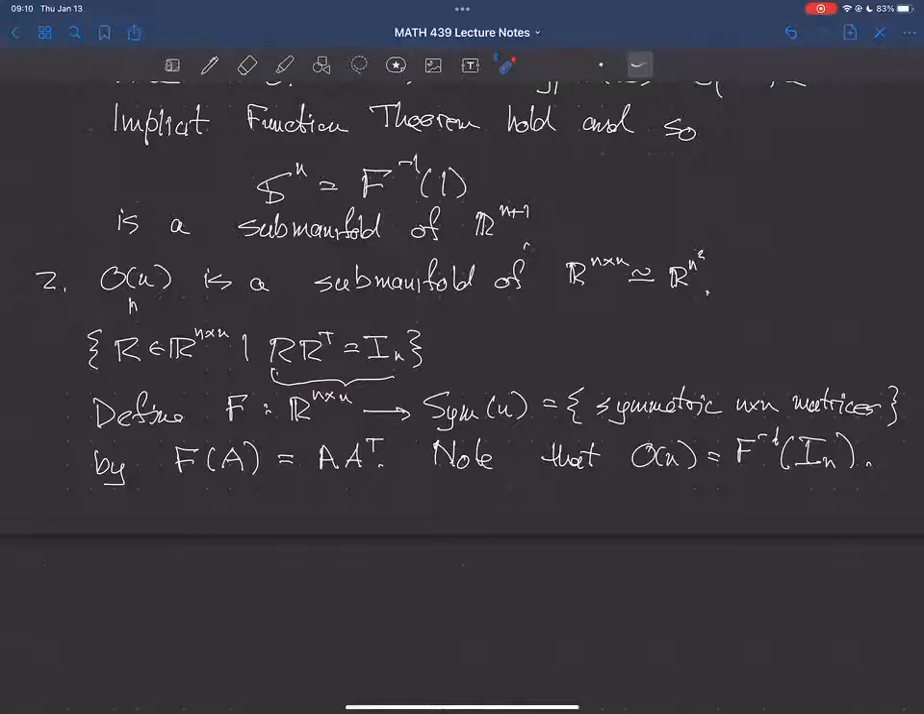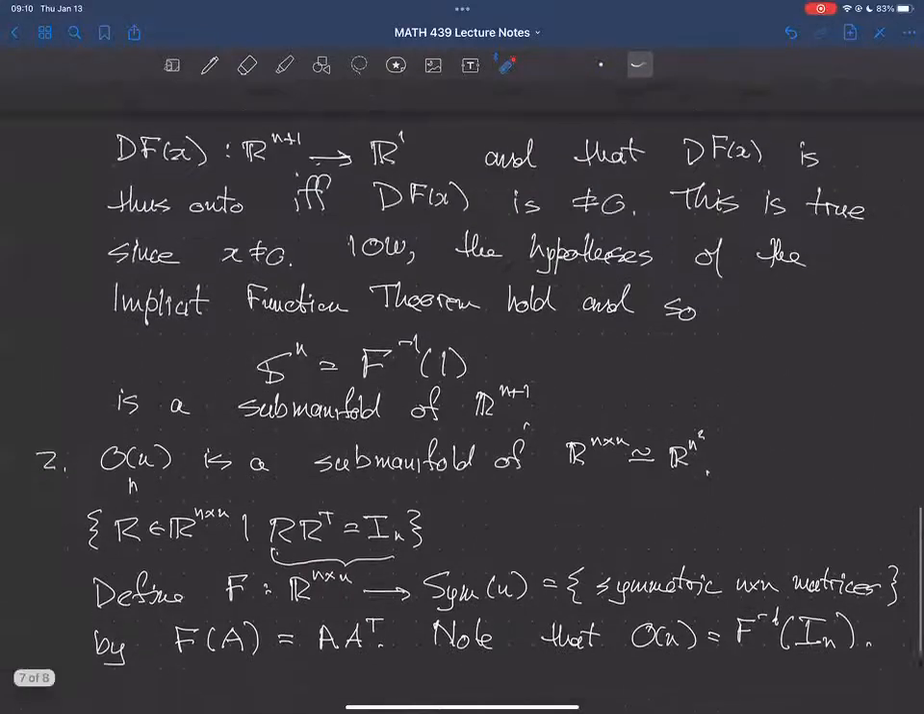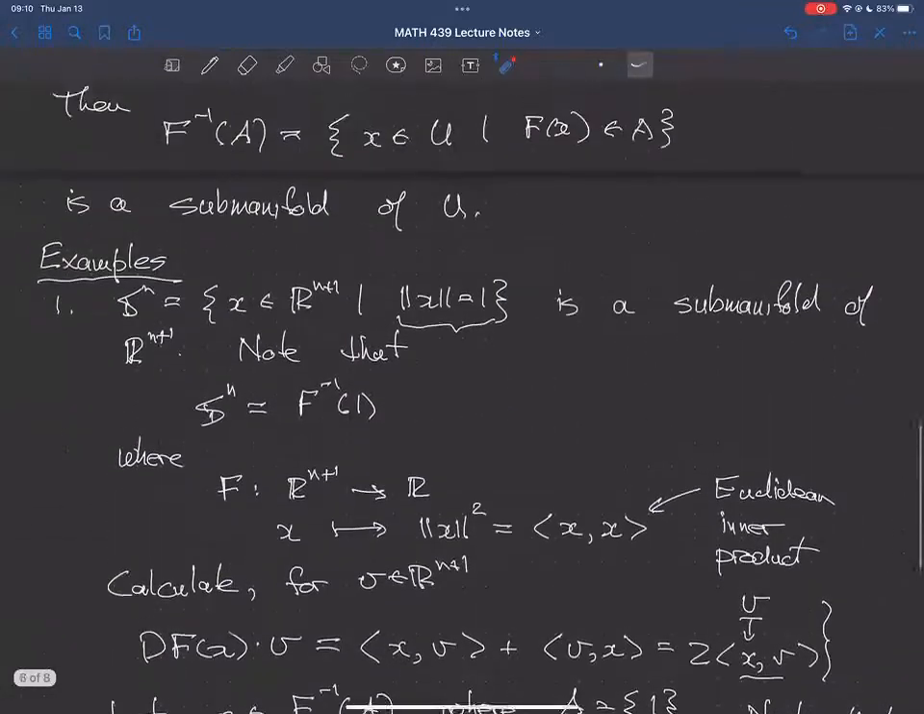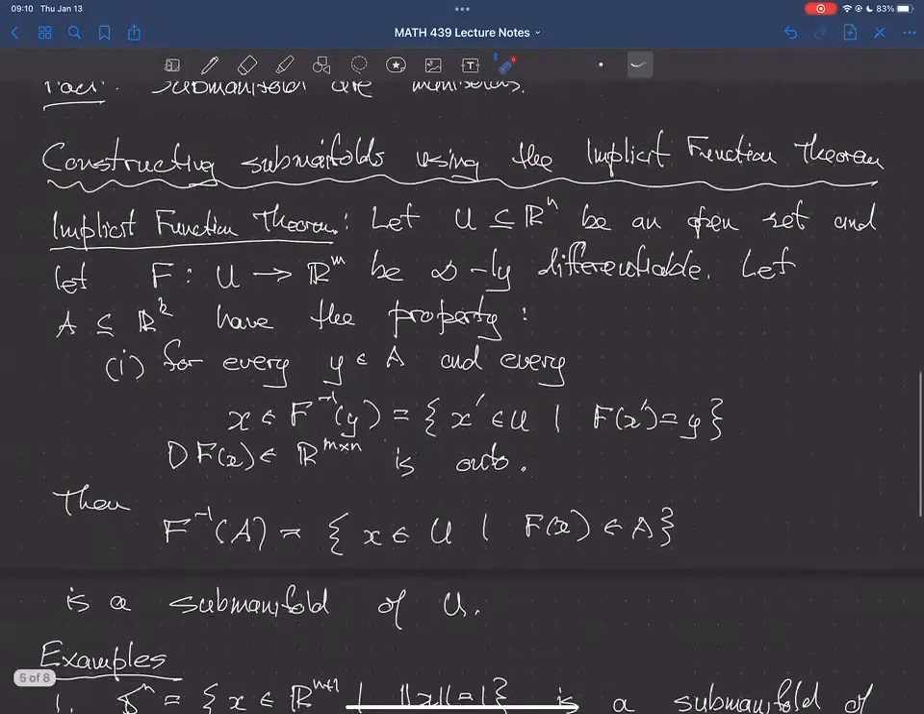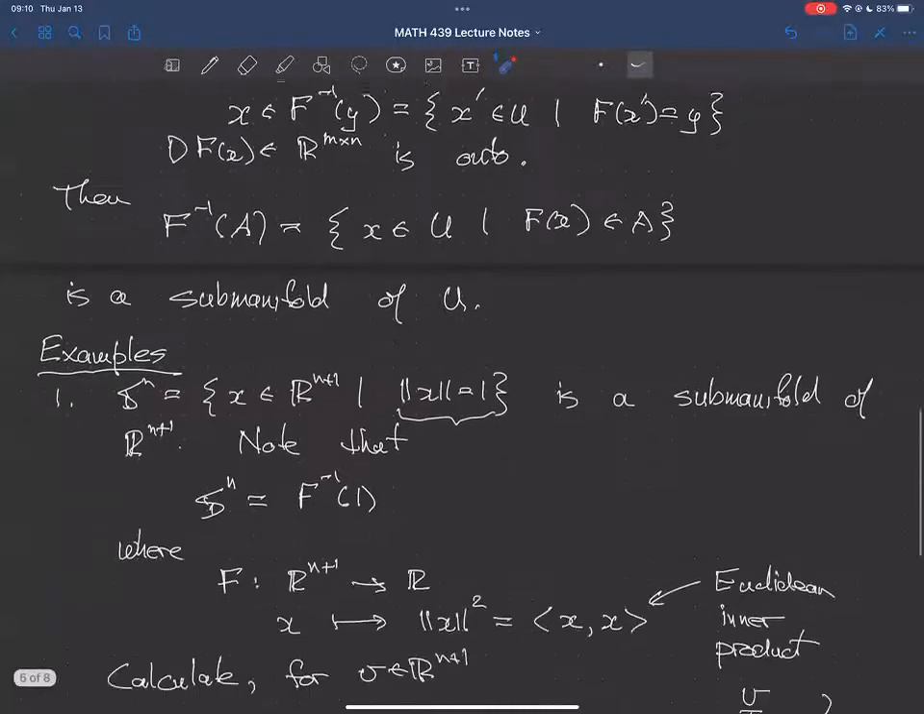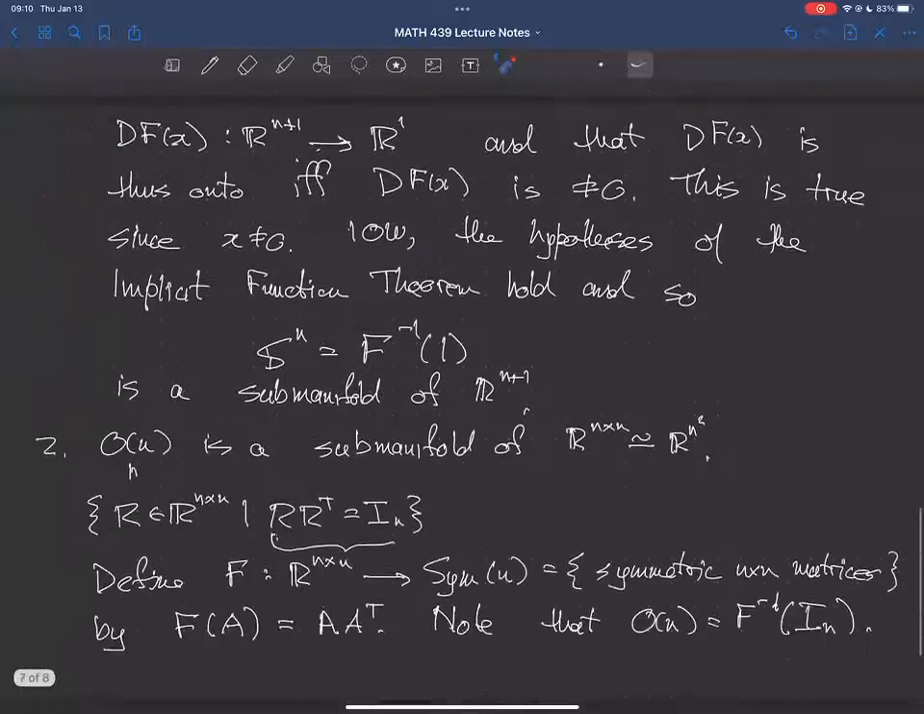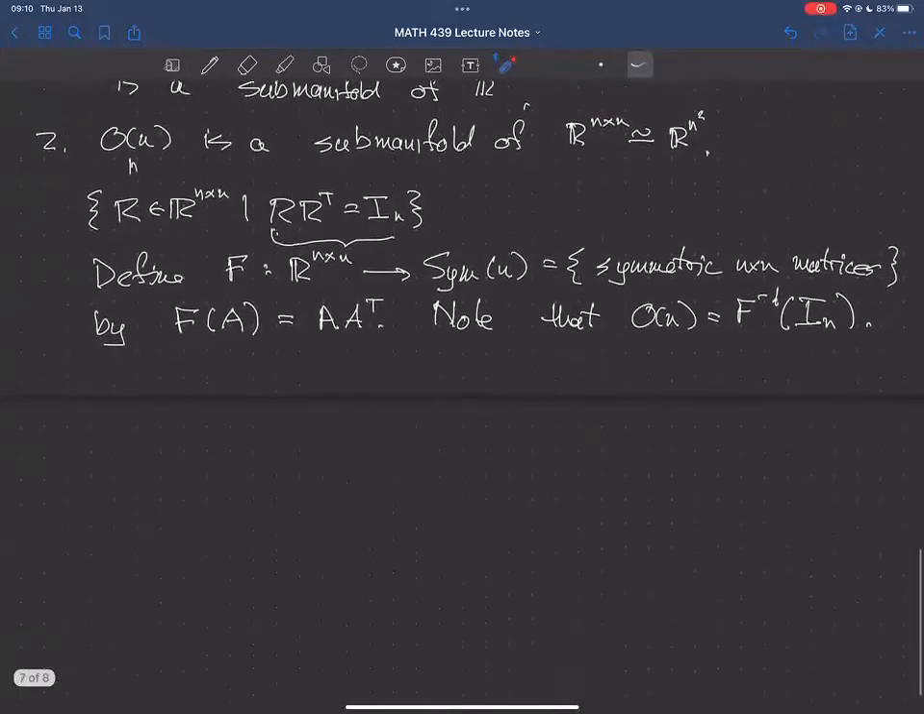Okay, so to show that On is a submanifold, I will apply the implicit function theorem. This means I have to show that the derivative of this thing F is onto at every point which is in the preimage. All right. Okay, so we need to calculate some stuff now. So let's calculate the derivative.